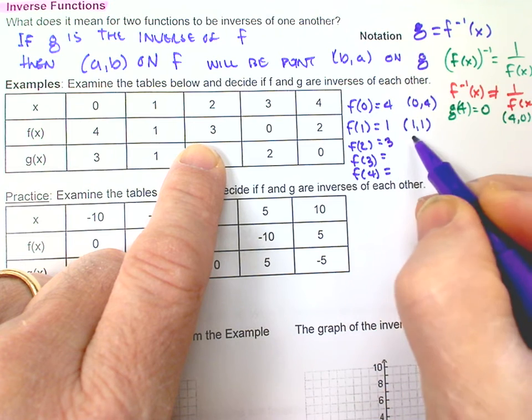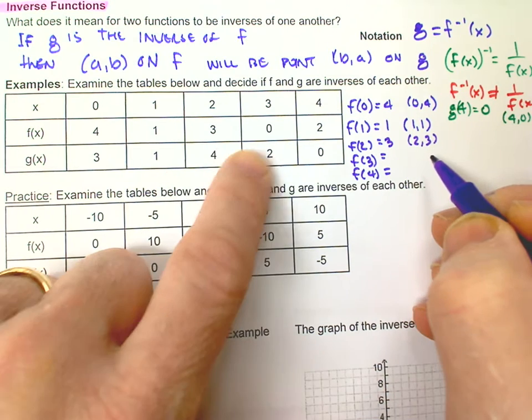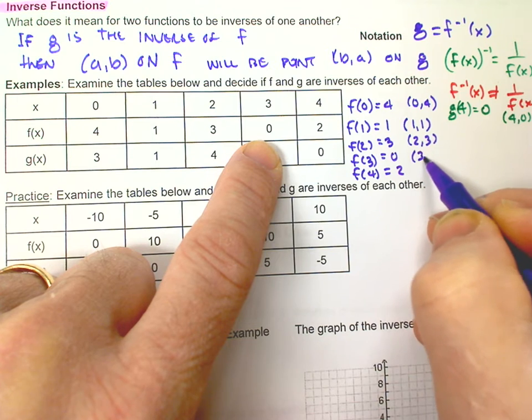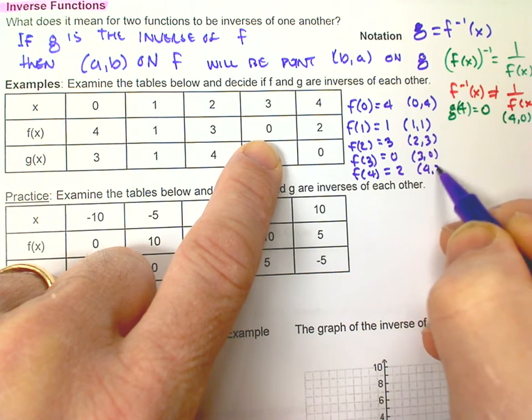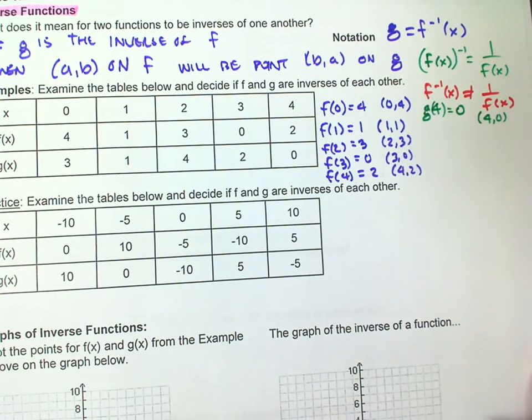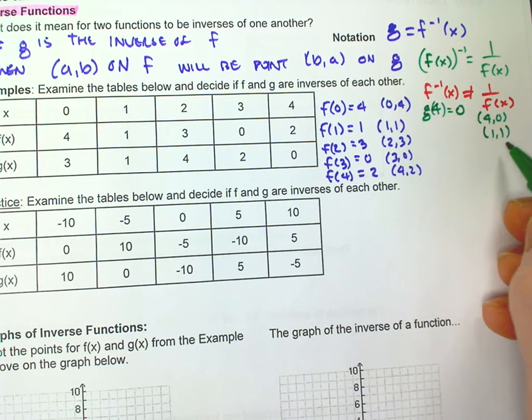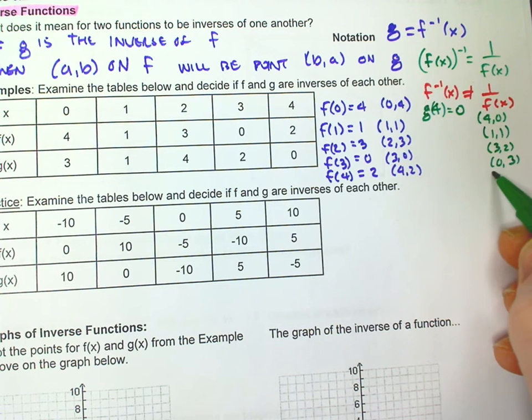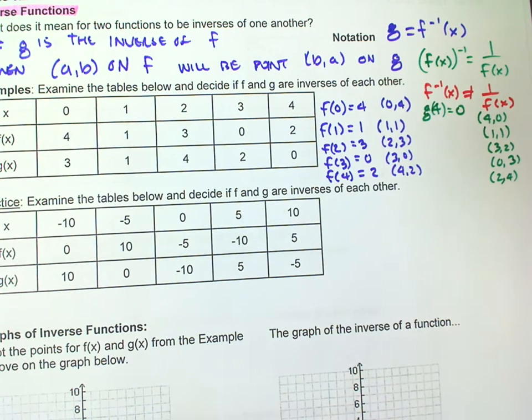We know this is going to be 3, the point (2, 3), and (3, 0) and (4, 2). We're going to check each one of those with our g function, because what we want to get here is (1, 1), and the next one would be (3, 2), followed by (0, 3), and then (2, 4). If any of these don't work out, then these two functions are not an inverse.